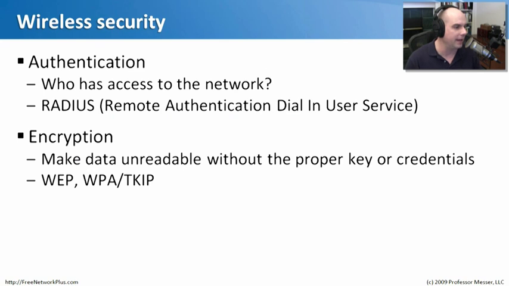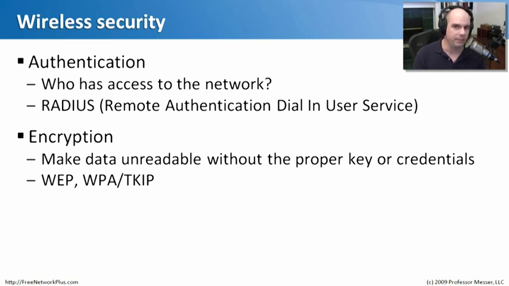So let's look at these wireless security technologies. Now, from an authentication perspective, these are technologies that allow people to get onto the network. Who has access onto this network? We're going to look at an authentication technology called RADIUS. It stands for Remote Authentication Dial-In User Service. And that is one that many organizations use to manage the authentication to the wireless networks and other networks as well.